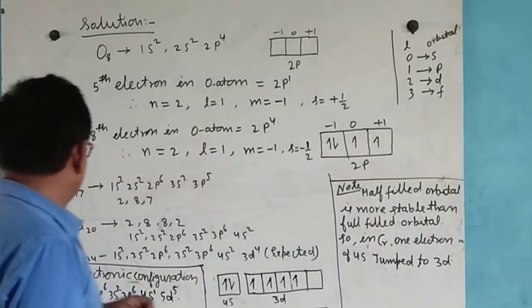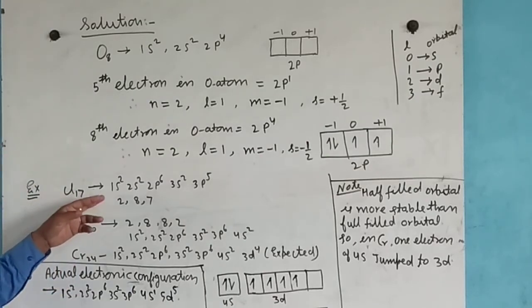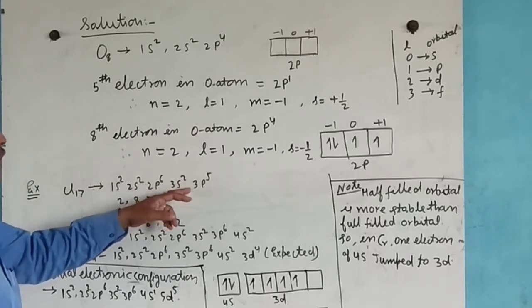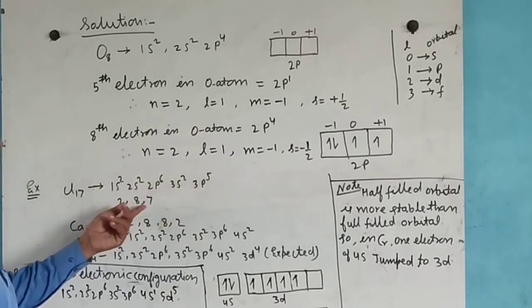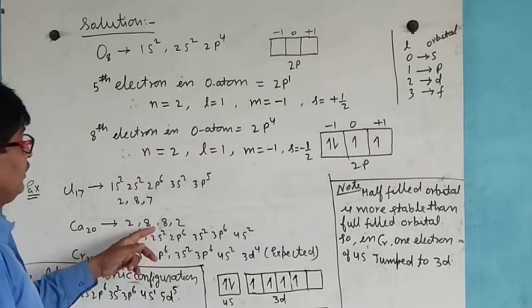Now we take chlorine: 1s2, 2s2, 2p6, 3s2, 3p5, that is 2, 8 and 7. Calcium is 2, 8, 8, 2.